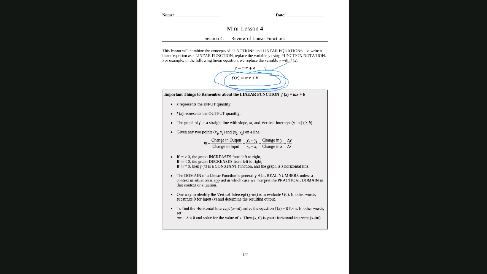So the graph of f is a straight line with slope m and a vertical intercept or the y-intercept. Again, the vertical intercept is known as the y-intercept. And for the vertical intercept, remember, x is always 0. X is always 0. Again, the reason behind the y-intercept and x-intercept, I'll talk about in a few.